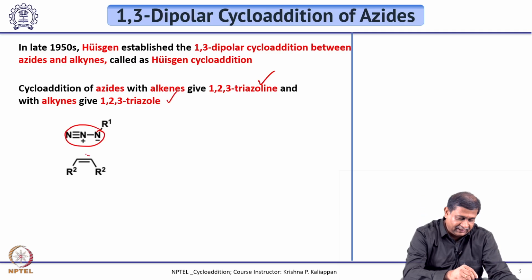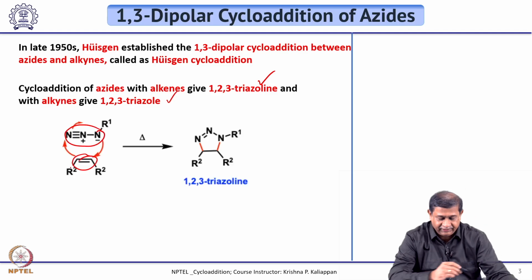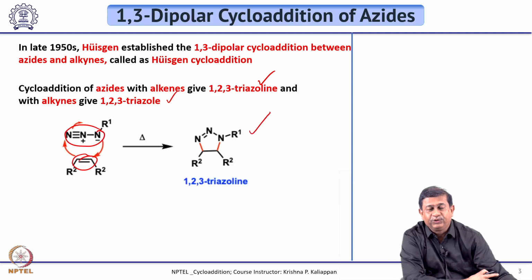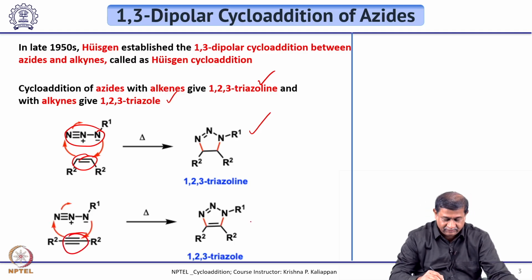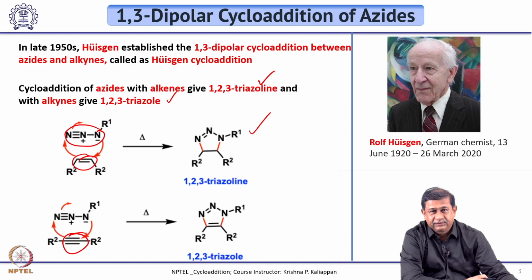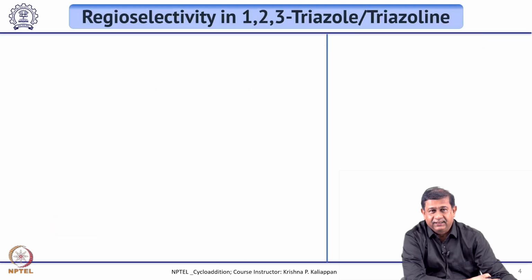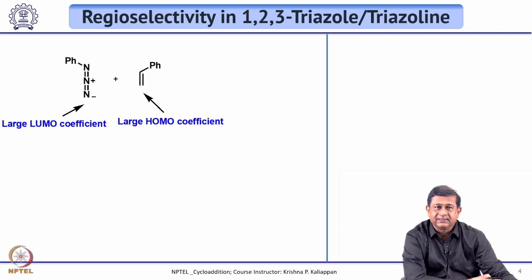So this is the azide and this is the alkene, and when you heat it, you get the corresponding 1,2,3-triazoline. Likewise, when you do the same with alkyne, you get 1,2,3-triazole. So this was reported in the late 1950s, but the renaissance of this 1,3-dipolar cycloaddition of azides took place sometime in 2000 and afterwards. Okay, I will come to that a little later. Let us now see the regioselectivity of this 1,3-dipolar cycloaddition reaction between azides and various alkenes and alkynes.